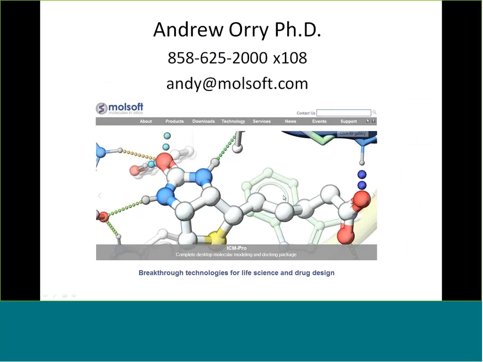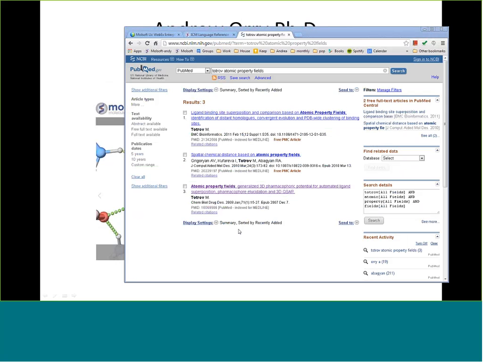We had a question about the papers for this method. The original paper is here. The one describing ligand binding site superposition is in BMC Bioinformatics. Yes, it's the one on atomic property fields. Or I can send you the papers as well.